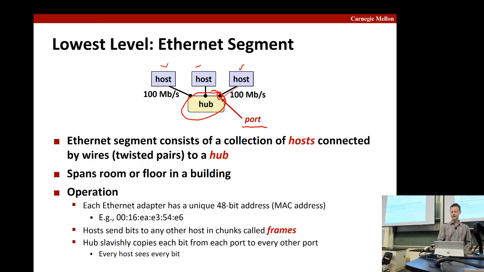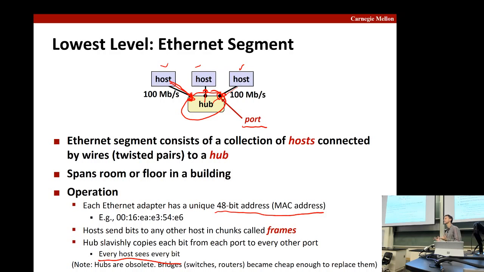Each Ethernet adapter has a unique 48-bit address. You may have heard of it, it's called a MAC address. Okay, and then a host can send bits this way, packaging them up in something that's called a frame. And then what the hub does is it just basically broadcasts. It gets whatever frames it sees, and it sends them along to all the hosts. So every host sees every bit.